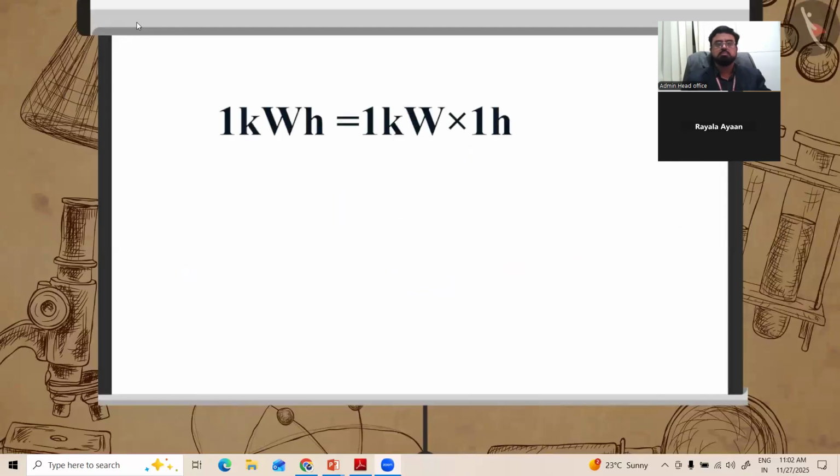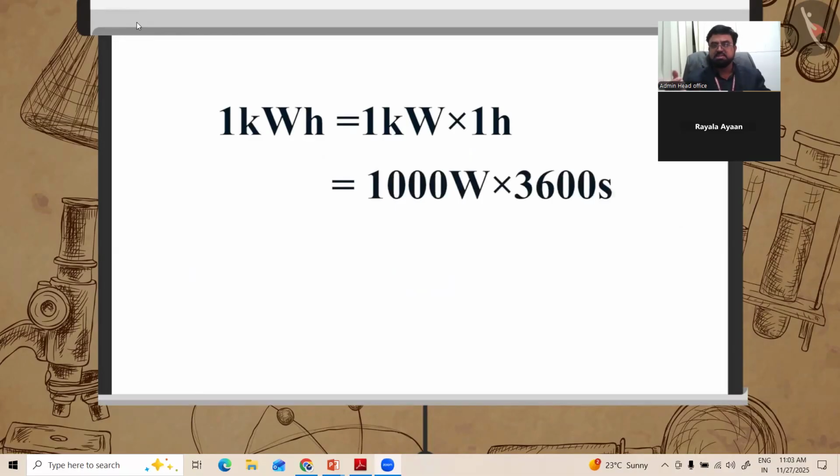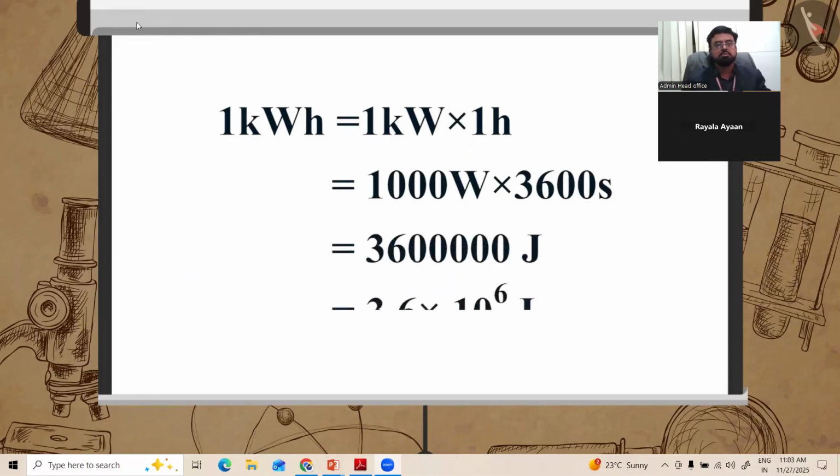1 kilowatt hour is equal to 1 kilowatt multiplied by 1 hour, which is equal to 1000 watts multiplied by 3600 seconds, since 1 hour is 60 times 60 seconds. That is equal to 36 lakh joule, which is equal to 3.6 multiplied by 10 raised to 6 joule.